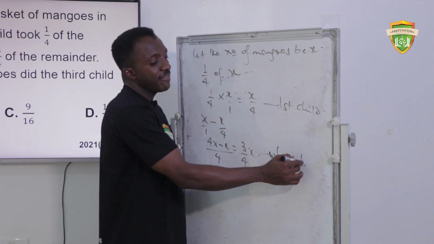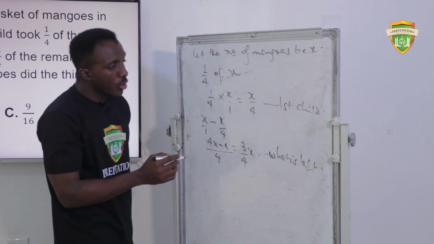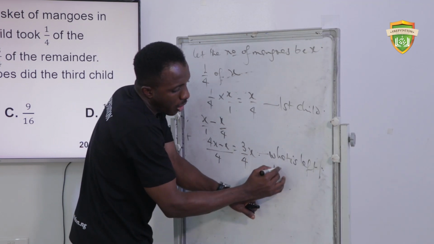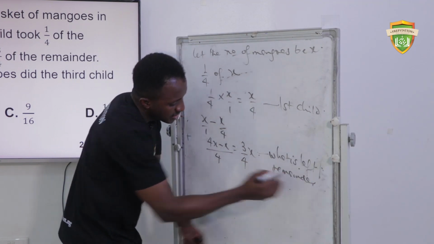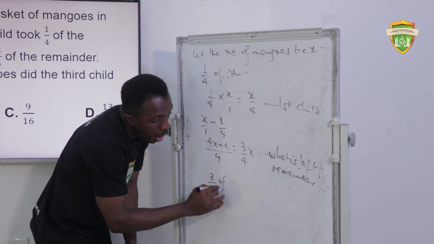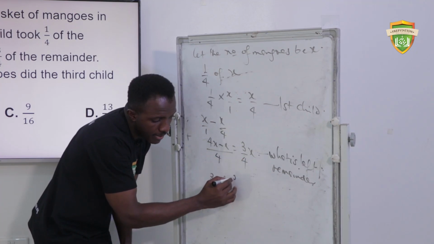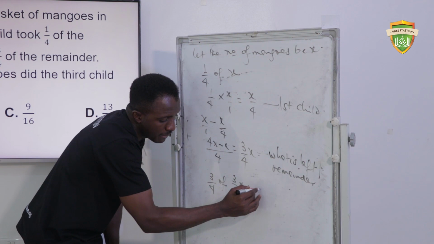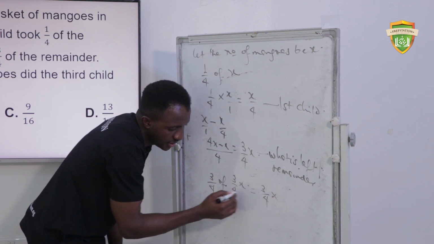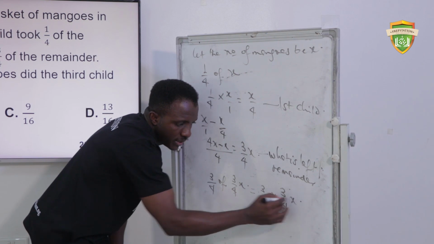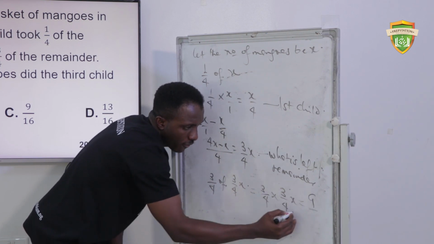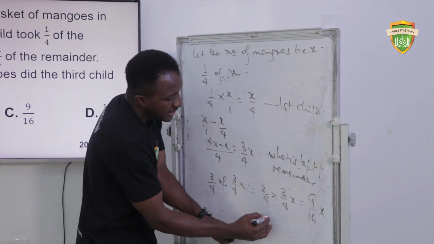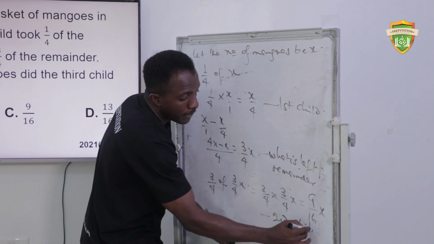Now the second child took 3/4 of that remainder. So I can write: second child took 3/4 of the remainder. Remember, the remainder is 3/4x. So remember that of in mathematics is multiplication. So 3/4 times 3/4x. 3 times 3 is 9. 4 times 4 is 16x. Now, this is what the second child took.